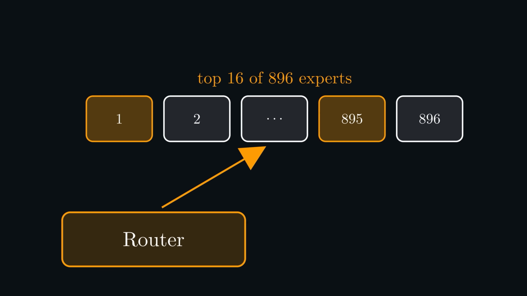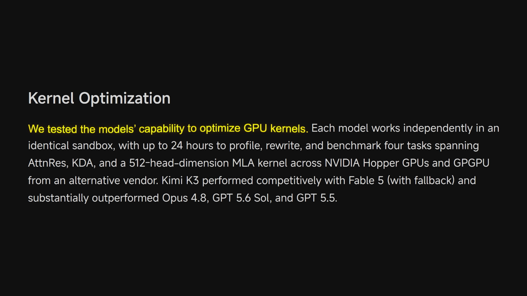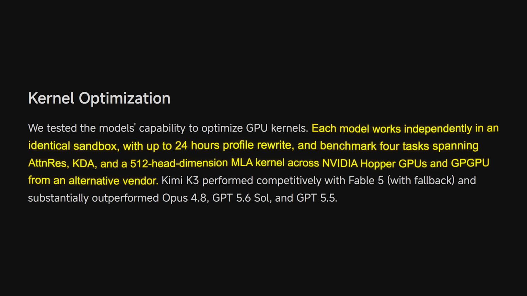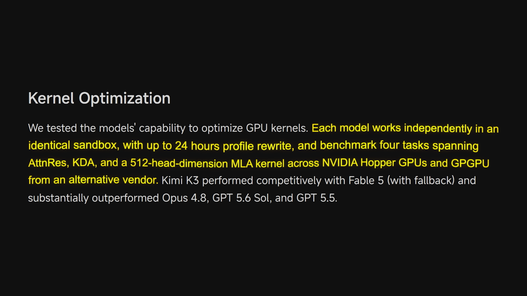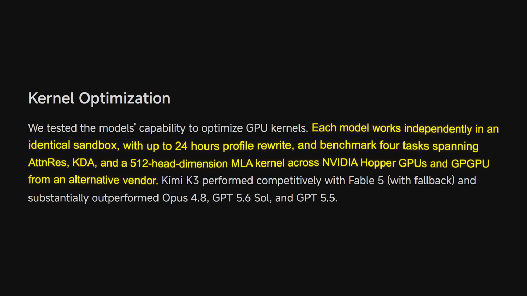while others sit unused. On the other hand, we did get some pretty interesting demos from them, especially this one where they had Kimi K3 optimize its own GPU kernel for attention residuals. So Moonshot AI's researchers straight up gave it the production-sized attention residuals kernel used by the model, then allowed K3 to work on it autonomously for up to 24 hours, including repeatedly profiling the kernel, changing the implementation, benchmarking it, and continuing from the results.